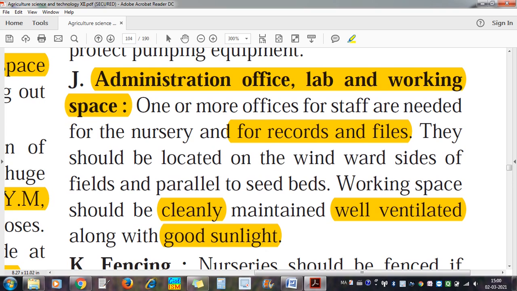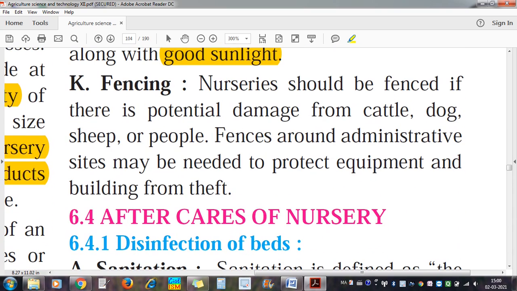Fencing. It is required to protect the area from damage likely to be caused by cattle, dogs, sheep, or any other nuisance-causing people. This fencing can be made of various things. Barbed wire fencing can be made, bamboo fencing can be made, or cement concrete sheets can also be utilized. As per our budget, fencing is to be done.